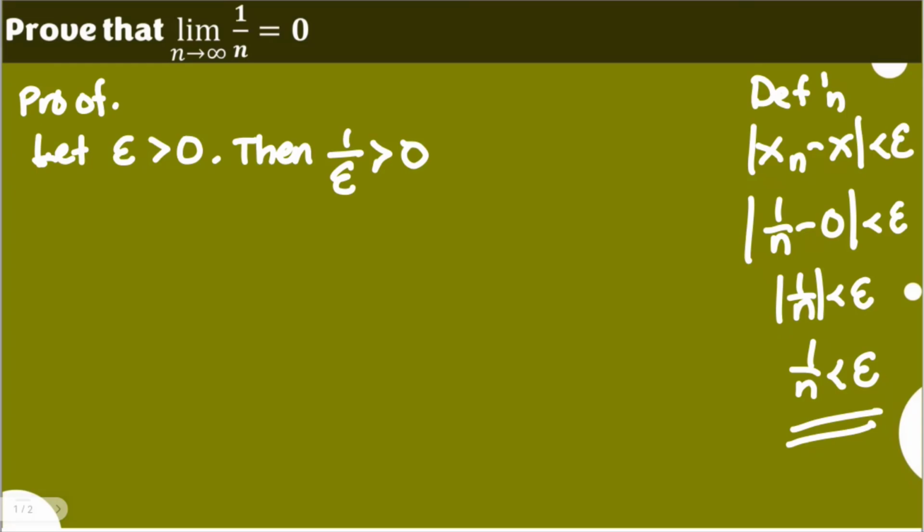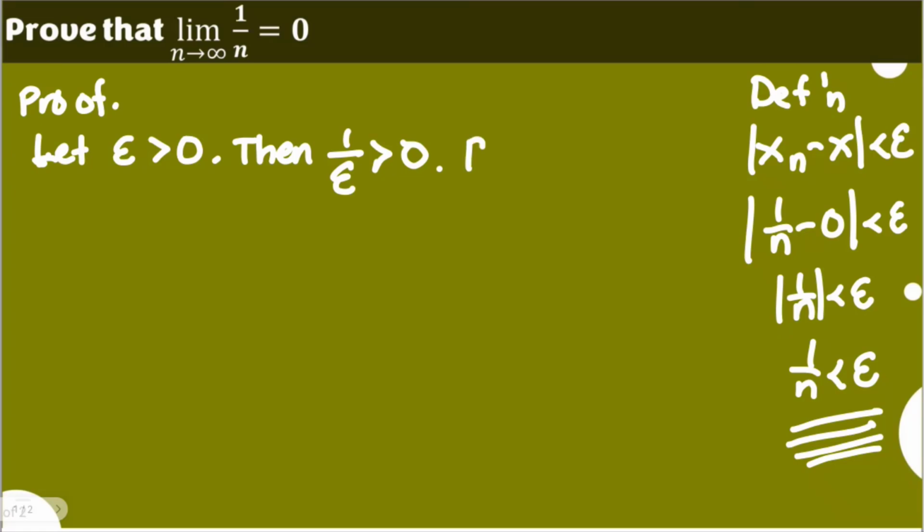Now, part of the definition for the limit of a sequence is that for every epsilon greater than 0, there exists a natural number k, such that for all n greater than that k, it satisfies, again, this statement. Where do we get a natural number k?